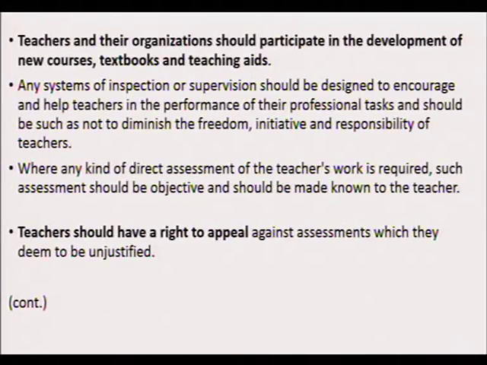Teachers and their organizations should also participate in the development of new courses, textbooks, and teaching aids. Any systems of inspection or supervision should be designed to encourage and to help teachers in the performance of their professional tasks, and should be such as not to diminish the freedom, initiative, and responsibility of teachers.